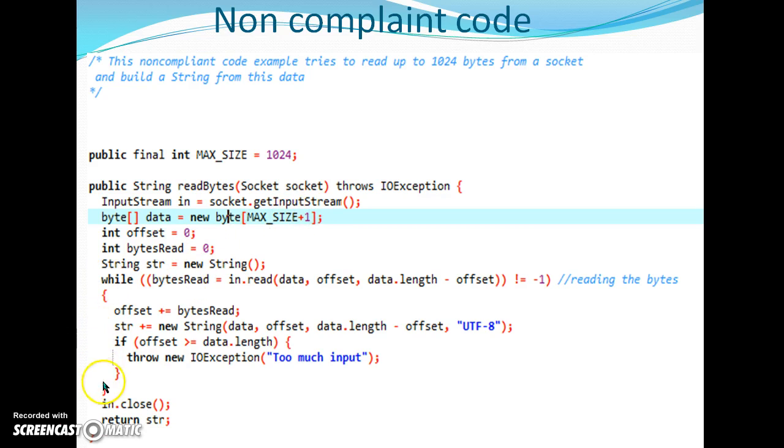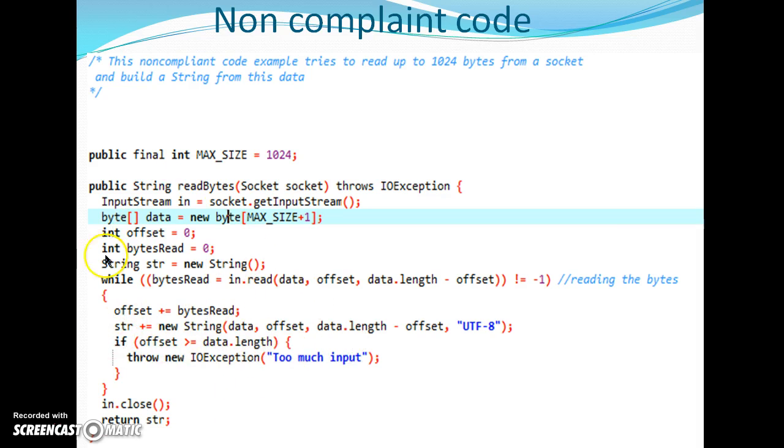Then I'm using a while loop. The while loop keeps a check that the data being read from the socket should not be more than the buffer size, which is 1024. It will read exactly 1024 bytes from the socket. Here, as we are getting the data from the socket, we are converting it into characters using UTF encoding. We are converting it to a string.